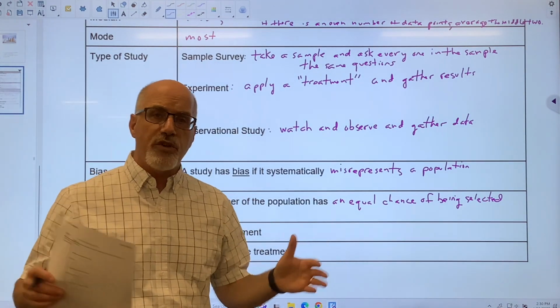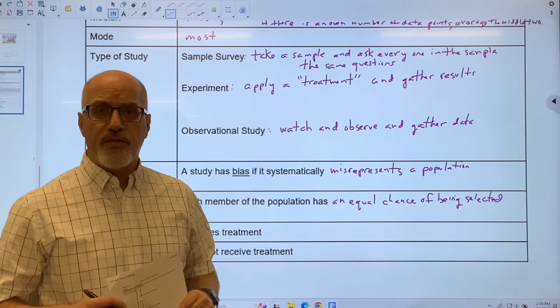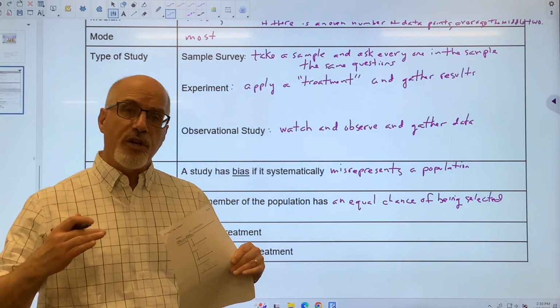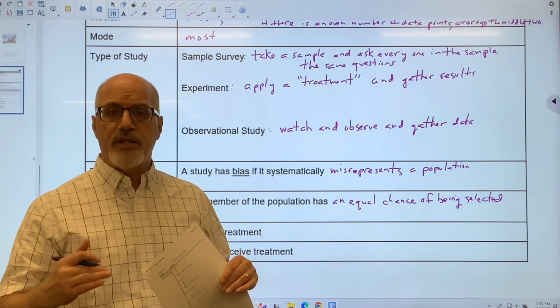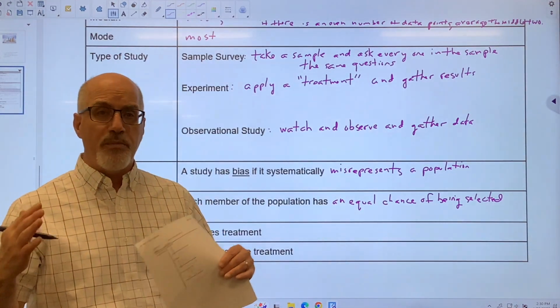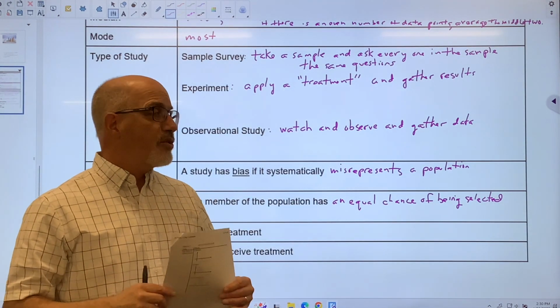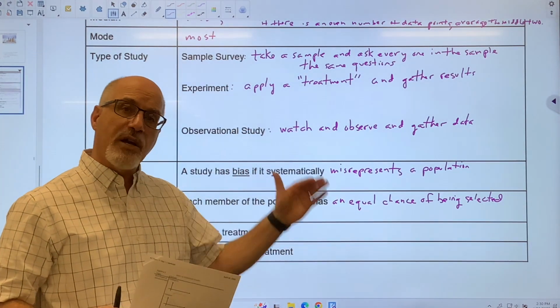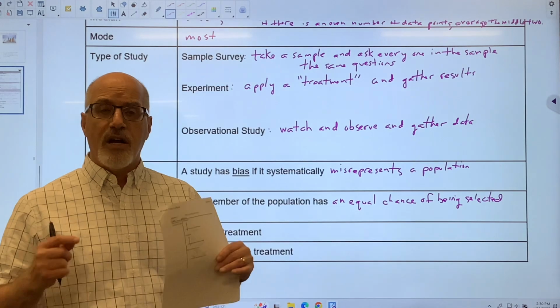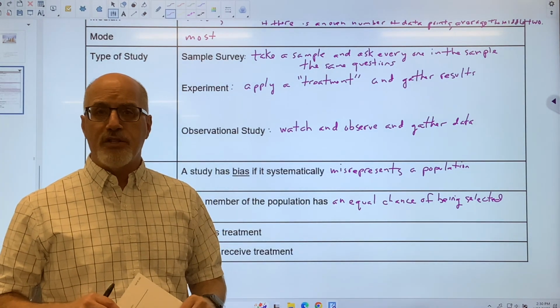So this is some introductory vocabulary for statistics. We want to be able to determine what kind of study we're going to do and how we properly do that study so that we don't misrepresent the data. So this will help us speak the language of statistics in order to get the results that are appropriately applied to the data.